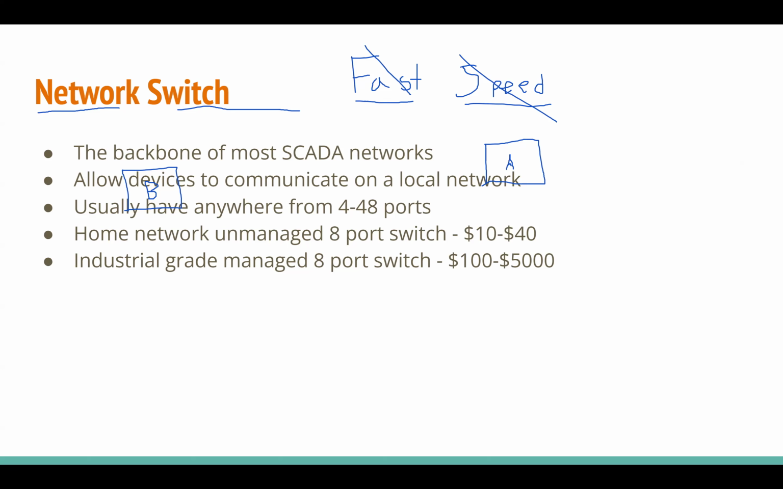Just in terms of cost, something you'll notice is that for your home network, a normal switch that you might use costs anywhere from $10 to $40. And then an industrial grade one, like an 8 port, will cost anywhere from $100 to $5,000. So what do you think might be different between one that's going to be used for your home network and one that's used for industrial use? Why could it possibly be like 100 times more?